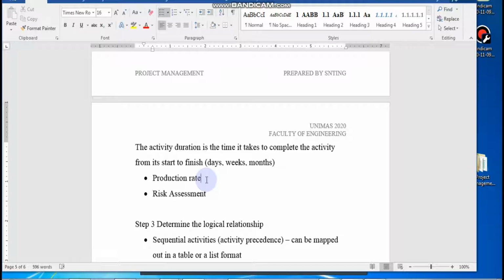Do you know the calculation? Can you see the calculation? Are you clear about the calculation? Okay, so basically 10 pounds per day, quantity is 1,000.